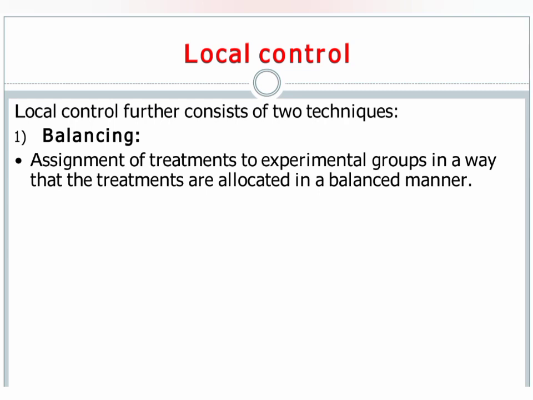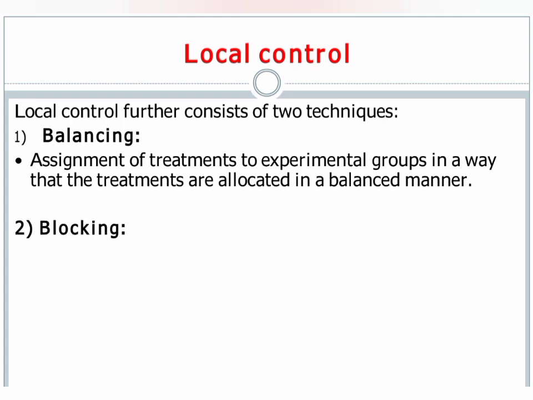Balancing involves assigning the treatments to the experimental units in such a way that the groups are as similar as possible in terms of all extraneous variables. For example, you could try to ensure that the groups of plants in your experiment have a similar average size and location in the garden.